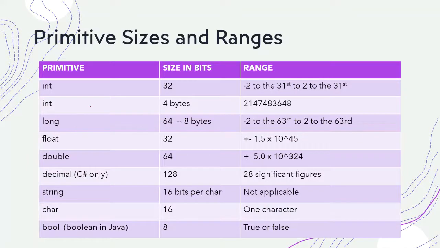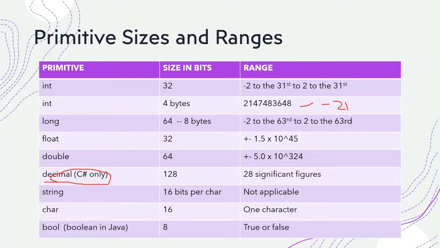These are the sizes and ranges of the primitive data types. We have the int, long, float, double, and decimal, which is only for C sharp. We also have the string, the char, and the boolean. So these are the sizes of these data types. The int is 4 bytes. The range of this one is from negative 2147483648, and so on. Boolean is just true or false.